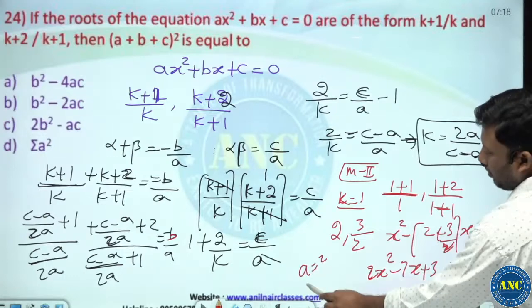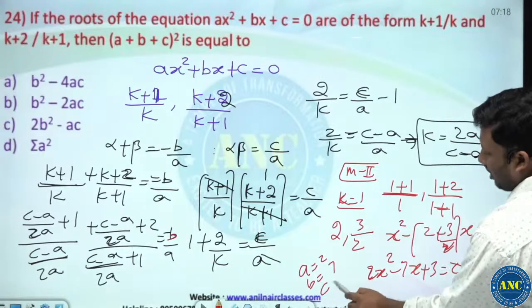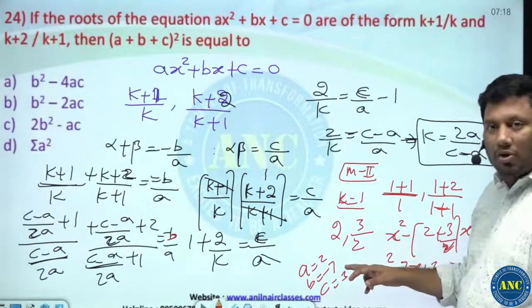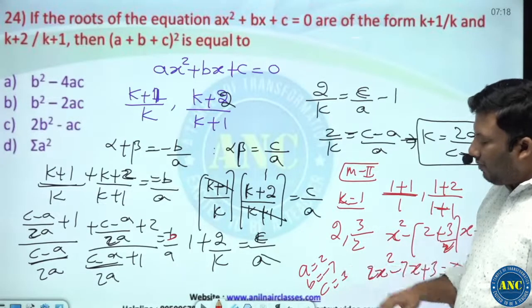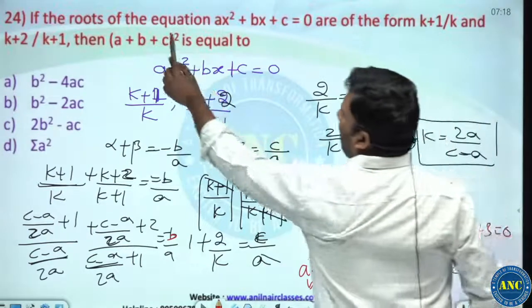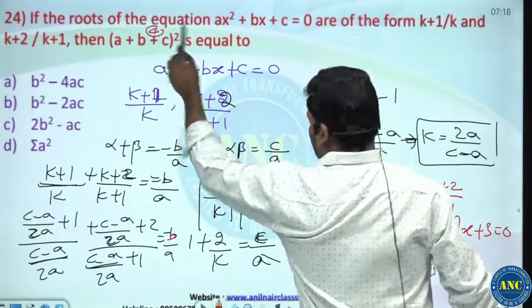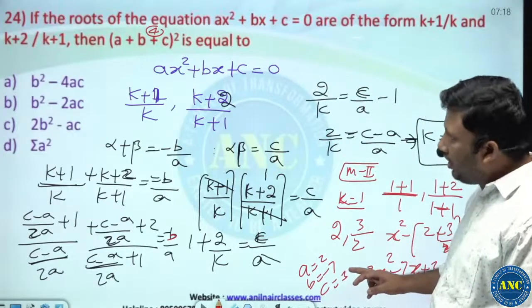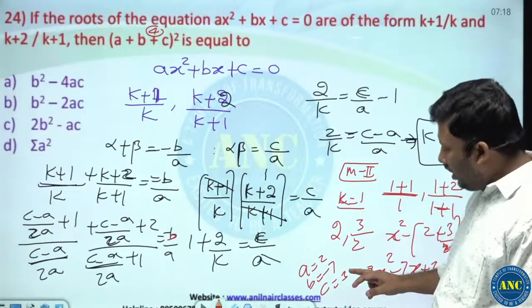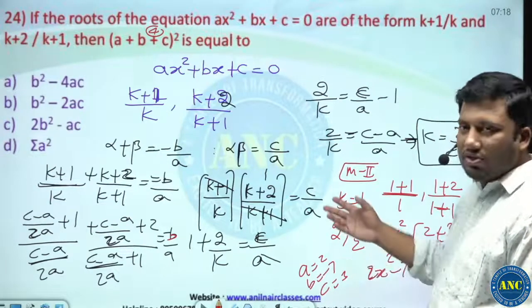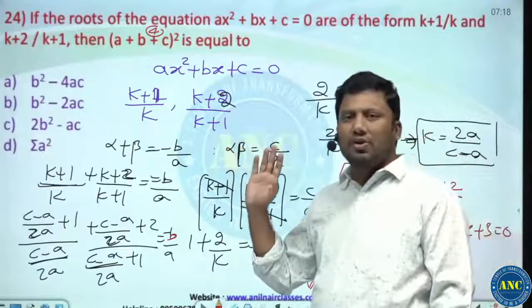a is 2, b is minus 7, c is 3. I want (a plus b plus c) whole square. 2 plus 3 is 5, 5 minus 7 is minus 2. Minus 2 square is 4. Left hand side value is 4. Right hand side value should be 4. Just check which option is giving you 4: b square minus 2ac, b square minus 4ac. Just check which option is giving you the answer.